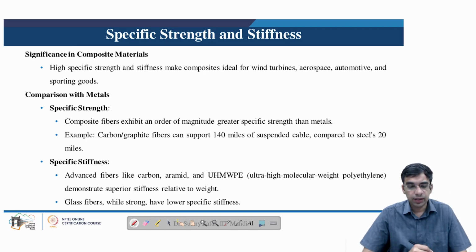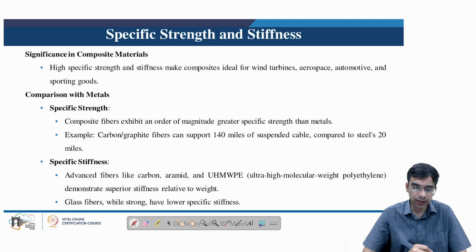Significance in case of composites of mechanical properties like specific strength and stiffness. This makes the composite material especially competitive and ideal for applications like wind turbine blades, aerospace, automotive, and sporting equipment. If compared with metals, the specific strength of composites is orders of magnitude greater than the specific strength of metals. For example, graphite fibers can support 140 miles of suspended cable compared to steel's 20 miles only.